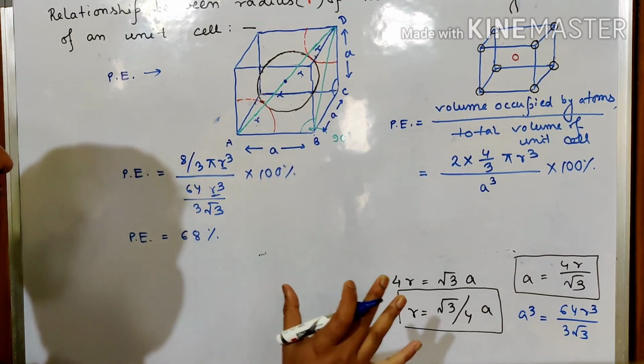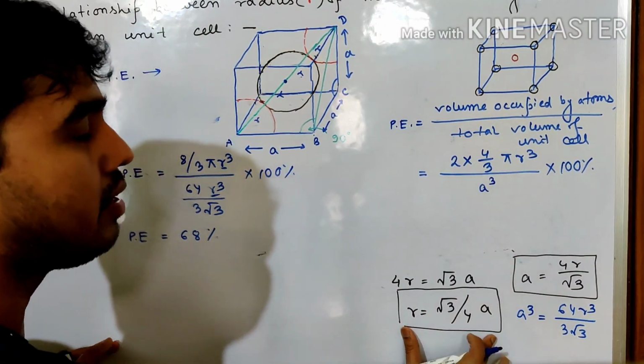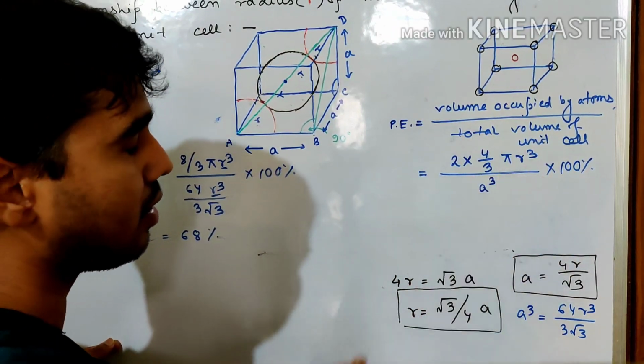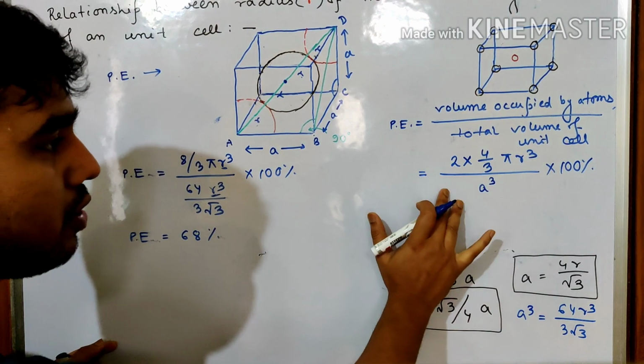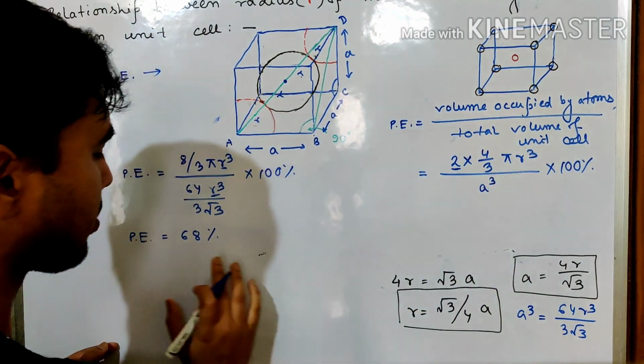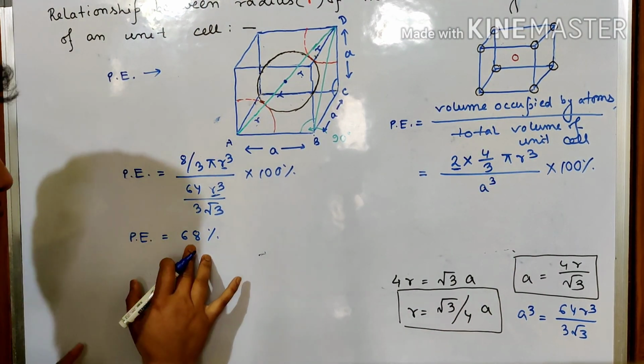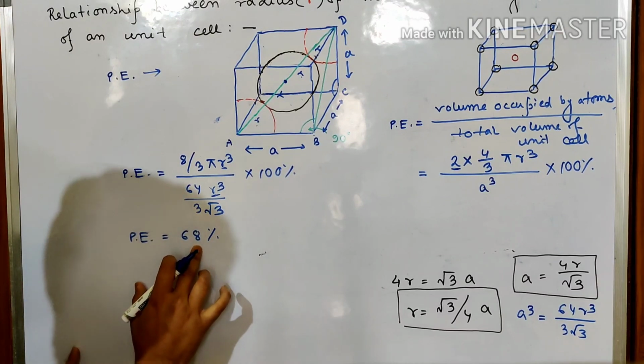So first we have established this relationship, then like the previous case, like in the last video we had discussed the packing efficiency of the simple cube. Today you could see it is 2 into this and we are getting 68%, which is greater, remember, compared to the simple cube.